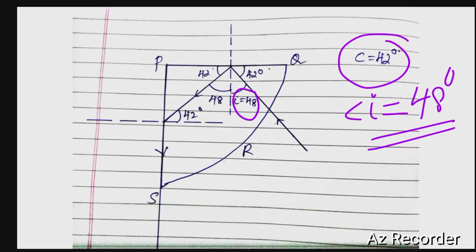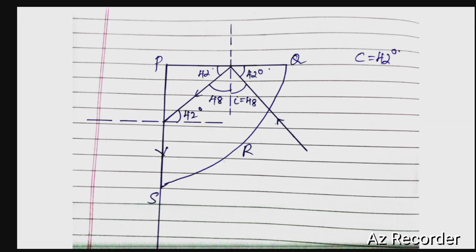We know that when the angle of incidence is greater than the critical angle, total internal reflection takes place. So TIR takes place and the light ray bounces back at the same angle of incidence. Since the light ray was incident at an angle of 48, it rebounds back with the same angle, that is 48 degrees. So here it is 48 and here it becomes 48 by the principle of total internal reflection.